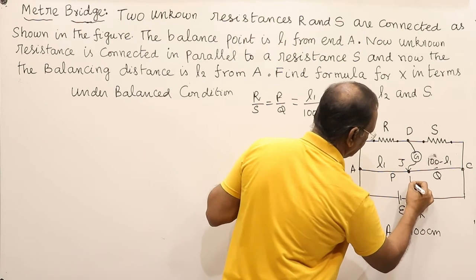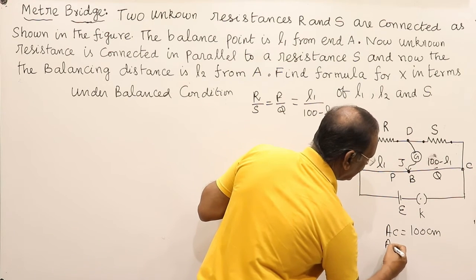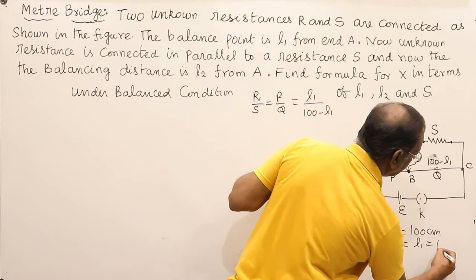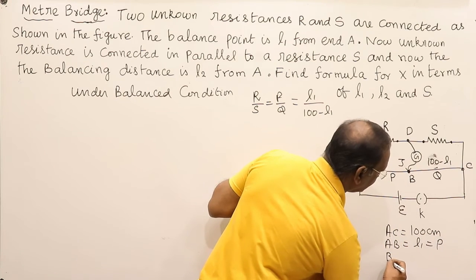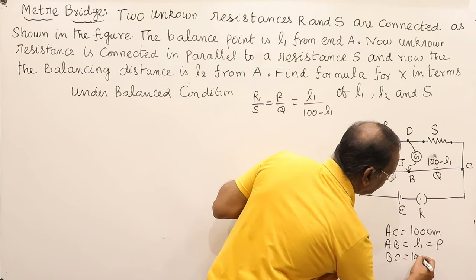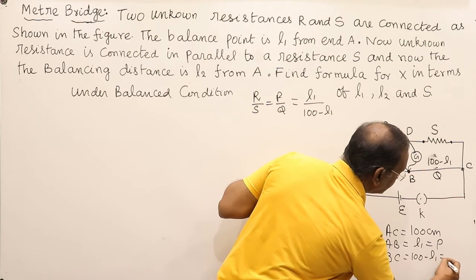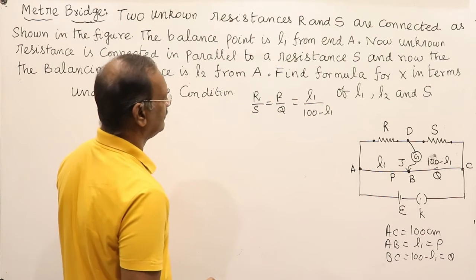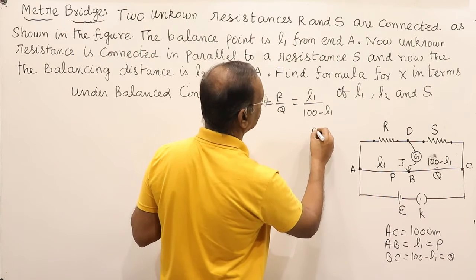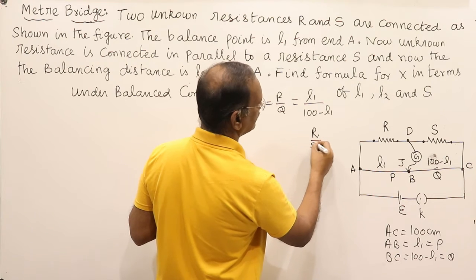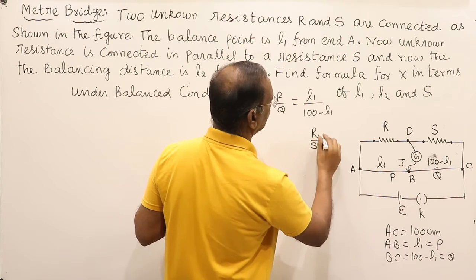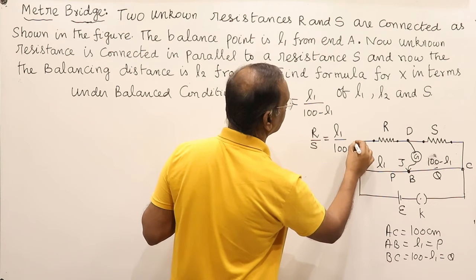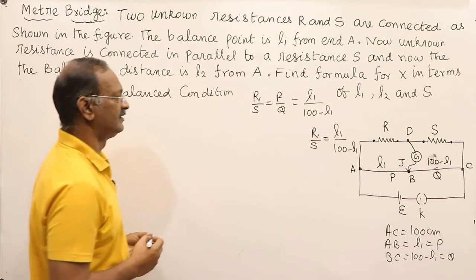Now this point we take it as B, so AB in this condition is equal to L1, which is equal to P, and BC is equal to 100 minus L1, which is equal to Q. This is the first condition. So the first condition can be written as R by S is equal to L1 by 100 minus L1. So this is the first one.